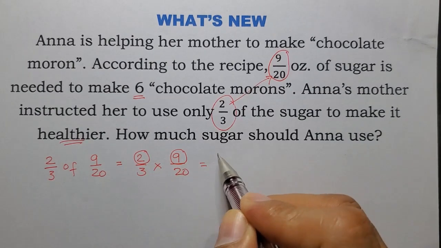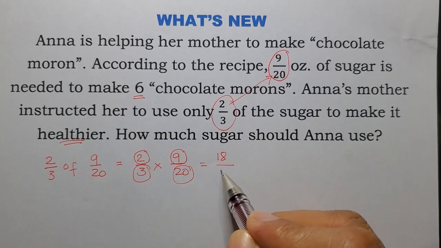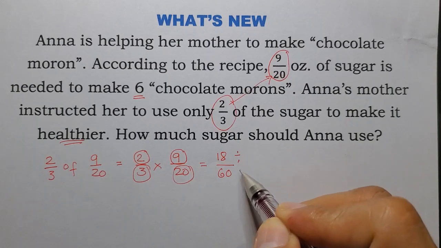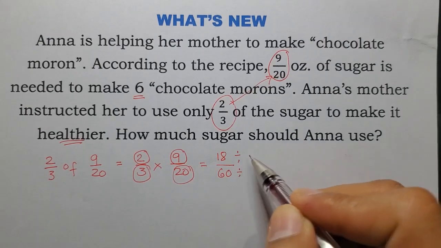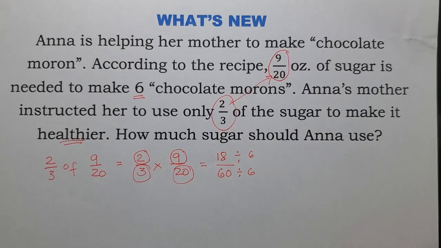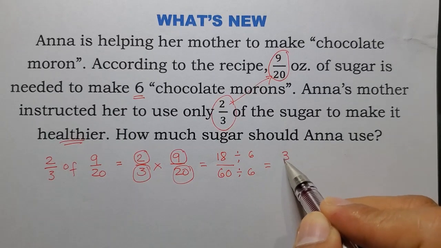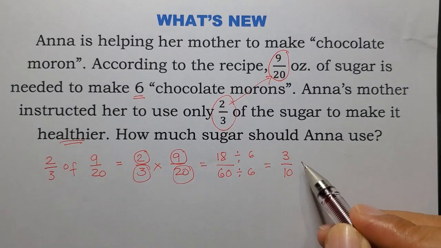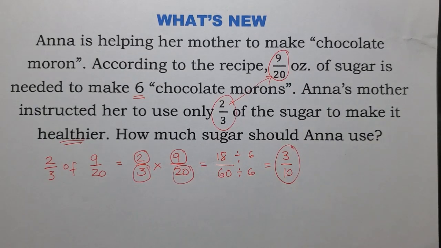So 9 times 2 is equal to 18. And denominator by denominator, which is 3 times 20, is equal to 60. However, you always have to check if your numerators and denominators don't have a GCF anymore aside from 1. In this case, both the numerator and denominator have a GCF of 6, or they are both divisible by 6. So 18 divided by 6 is equal to 3, and 60 divided by 6 is equal to 10. Is there still a number that could divide both the numerator and denominator? None. So this is already our final answer.